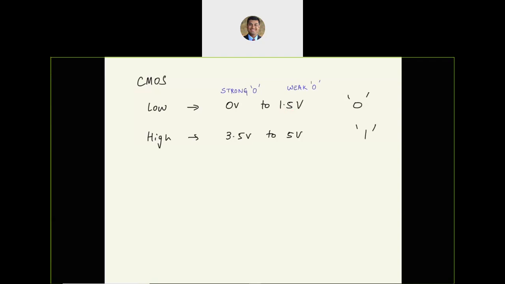On the other hand, we have a high state. The range of voltages that represent the high state for CMOS are from 3.5 volts all the way to 5 volts. So that's corresponding to logic 1 or true. Now over here, the story is a little bit reverse. 5 volts is actually a strong one, but 3.5 is going to be a weak one.